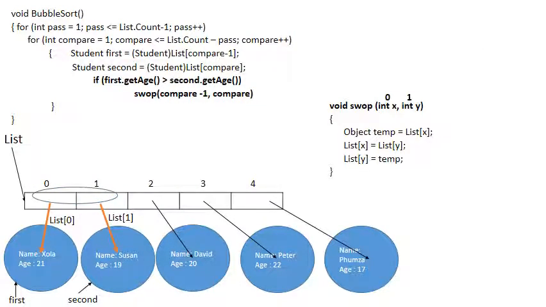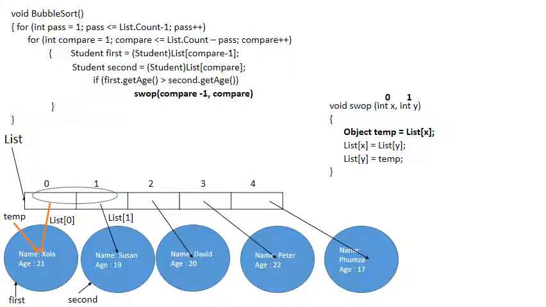So we will be comparing the ages of Xhola and Susan. Okay, so what happens in the if statement? The if statement says if the age of the object which first points to, in this case 21, is greater than the age of the object for second, which is 19, then they need to swap. So first points to Xhola, which has an age of 21. Second points to Susan, which has an age of 19. So we need to call the swap method. You'll see the swap method on the right hand side takes in the parameters 0 and 1.